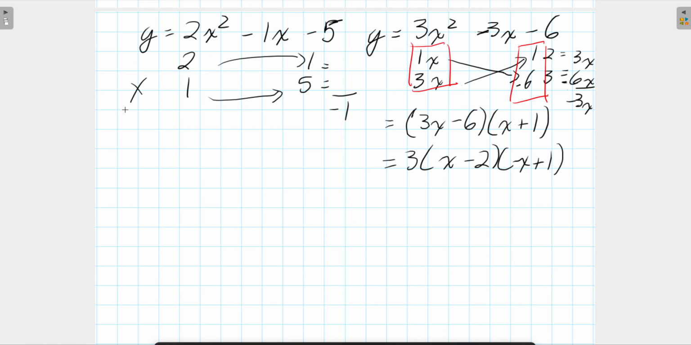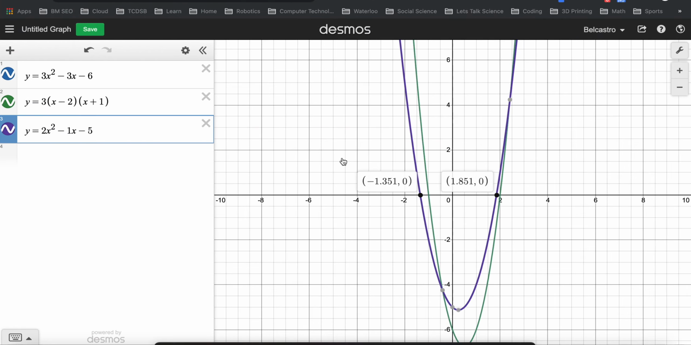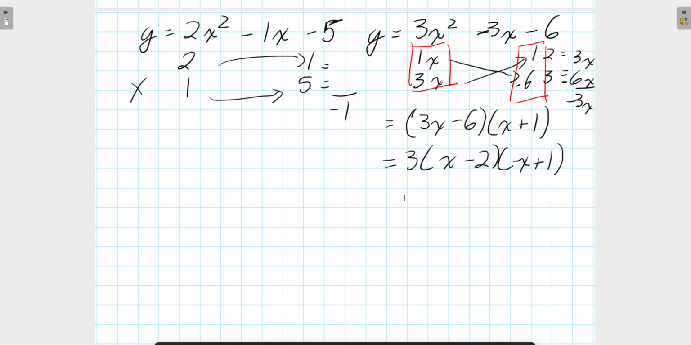You may say, hey, this doesn't work. This isn't factorable. But when I go to Desmos, I have x-intercepts, which means I can have a factored form of this. This is where the quadratic formula becomes really important. So we're going to try to go through this a bit quickly here.